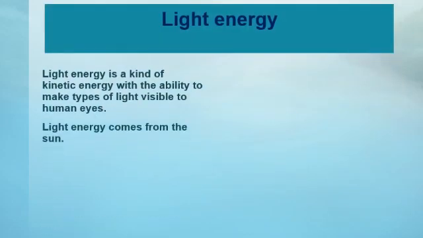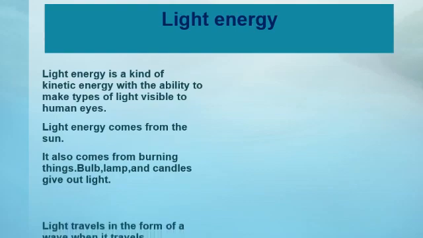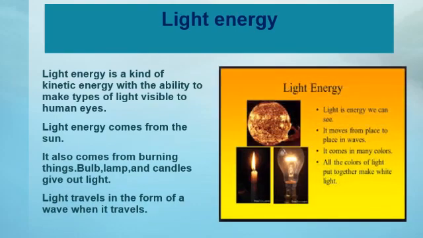What is light energy? Light energy is a kind of kinetic energy with the ability to make light visible to human eyes. Light energy comes from the sun. It also comes from burning things, bulbs, lamps, candles, giving out light.